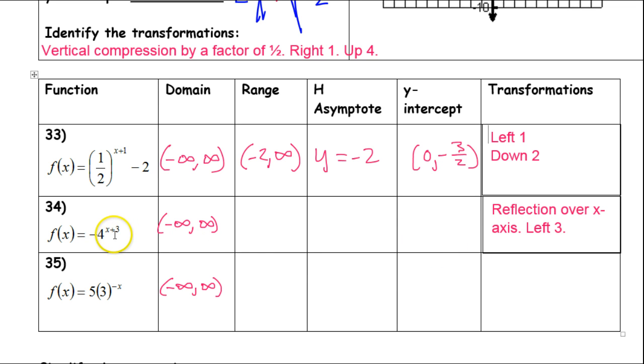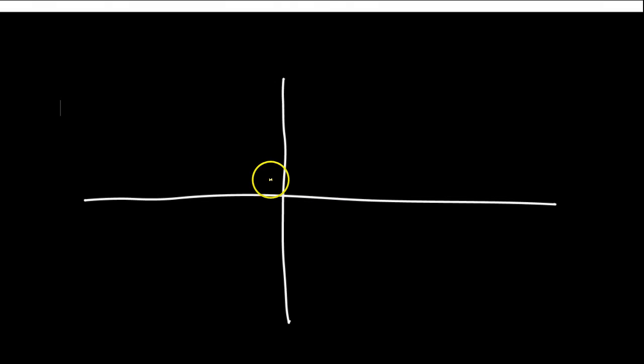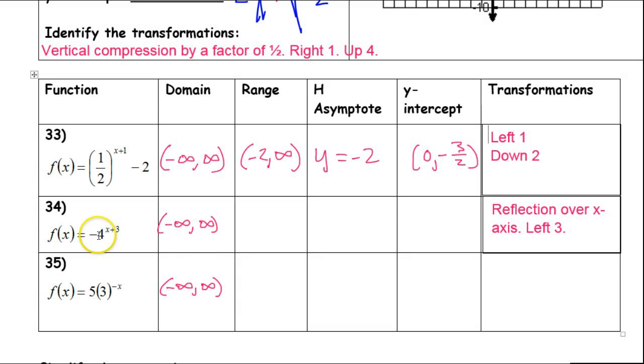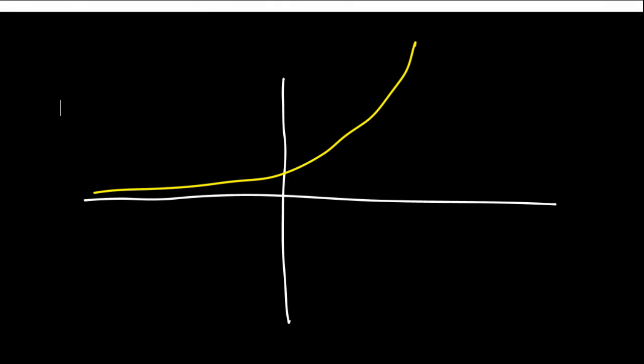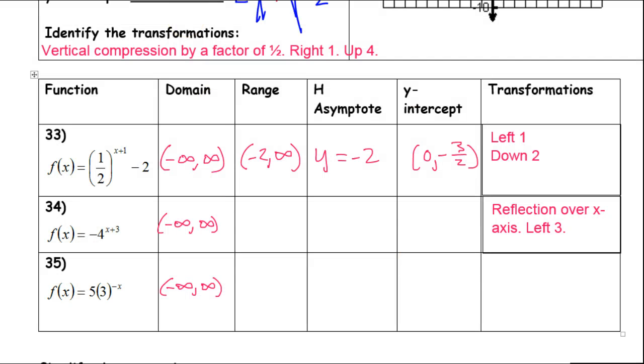So let's draw a quick sketch of this. If it's reflected over the x-axis, normally the graph would be doing one of these. Notice I made it increasing because I'm looking at the 4, and that base is bigger than 1, not including the negative sign. But because of the negative sign, it's going to be reflected over the x-axis. So it's going to be doing like this. So instead of being 0 to infinity, the range will be negative infinity to 0. The horizontal asymptote is still y equals 0.